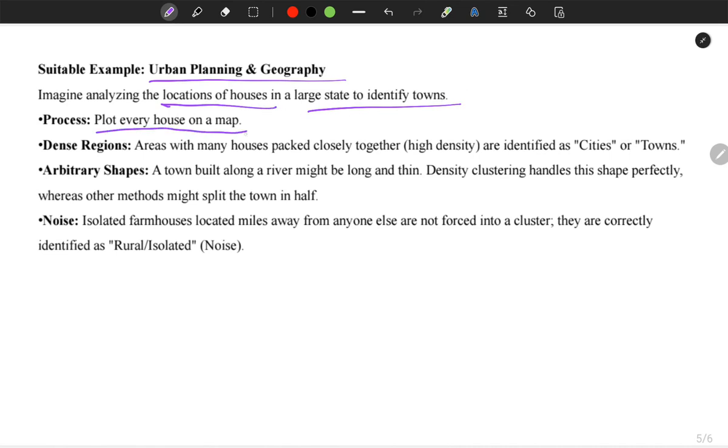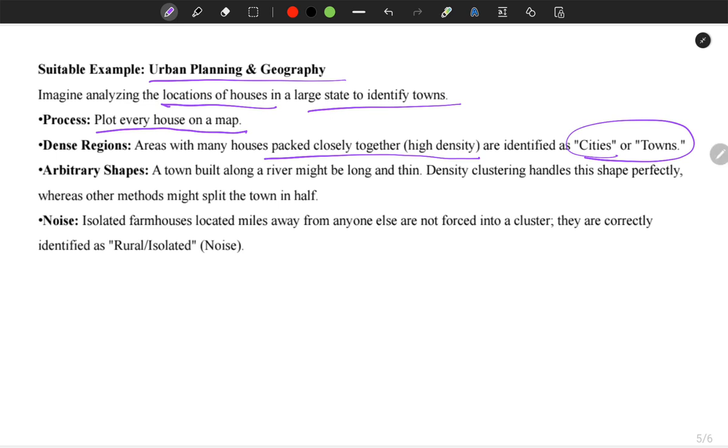So we plot every house on a map, and look at the dense regions. Areas with many houses, when they're packed closely together at high density, are identified as the cities or the towns. That means a large number of houses packed closer together, where the density is high, meaning more houses at a single place. So they are identified as the cities or towns.